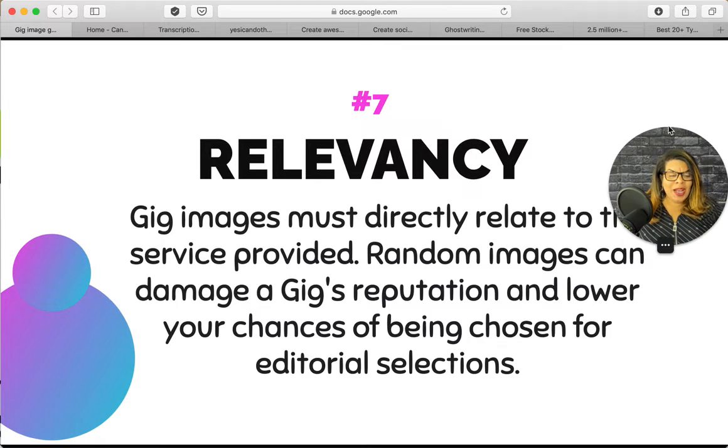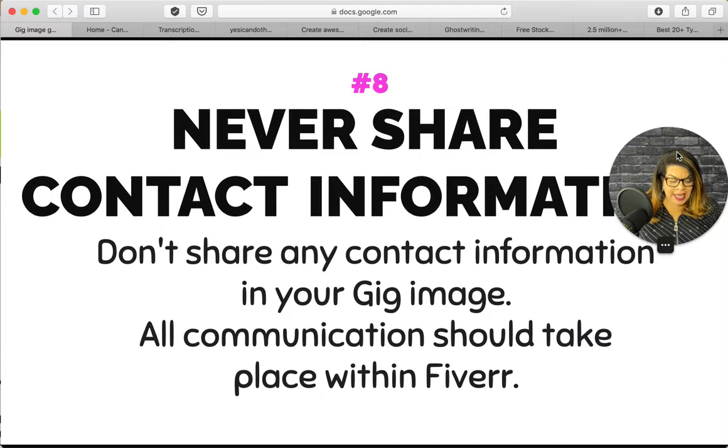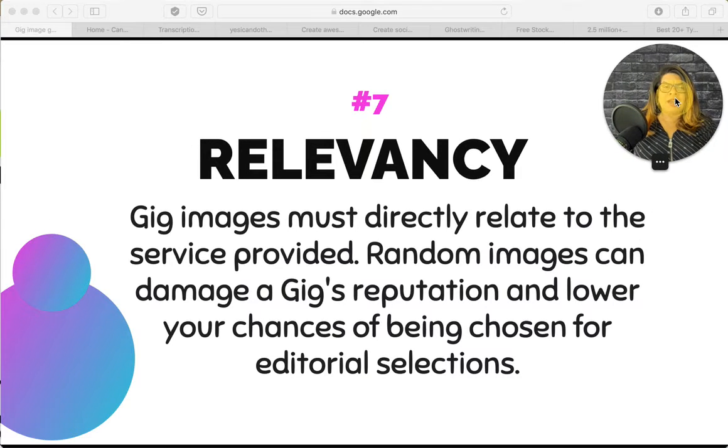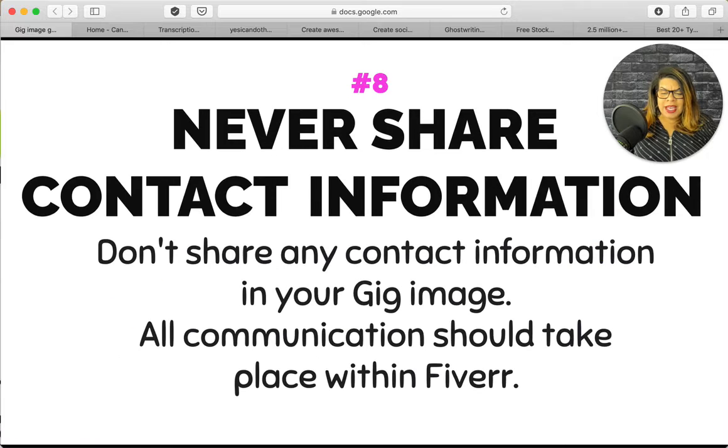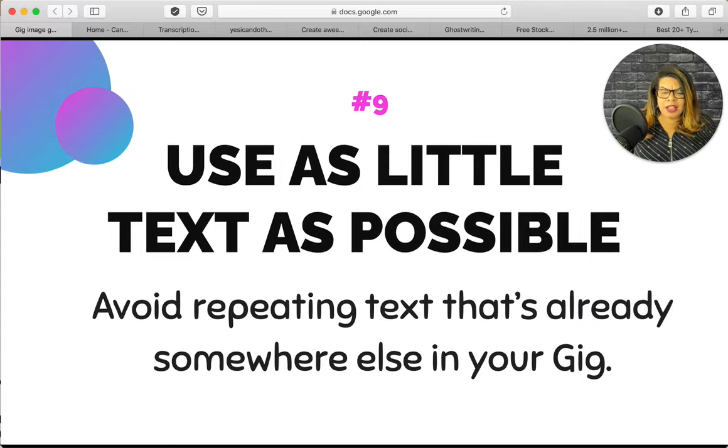Relevancy. Your gig image must relate to your gig, this is something Fiverr does. If it doesn't relate, then you can get taken down by Fiverr or contacted by Fiverr. So when I say relate, if you have transcription services up, but you have an image of someone petting their dog, that doesn't relate. Have images that relate. That's all Fiverr is saying. Never share contact information. Don't put your website or your email address. You can put your Fiverr URL, but you can't put any outside way to contact you.